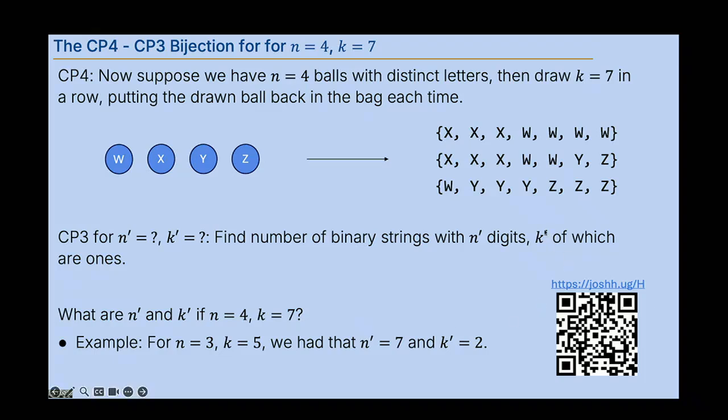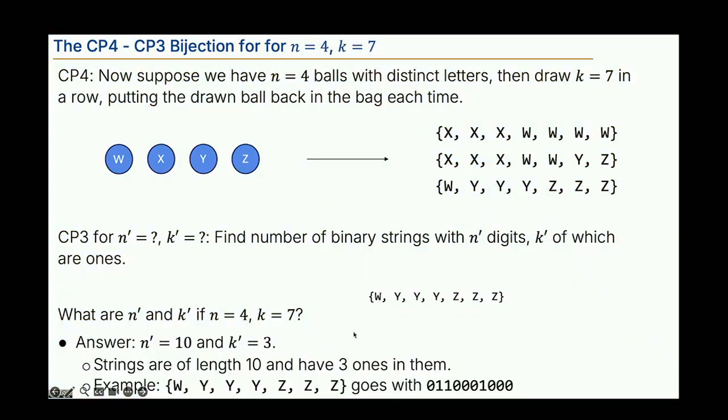Okay, so k prime is the number of separators. n prime is the number of digits. So it's going to be 10 and 3 this time. Let me just repeat that. If I draw 7 letters from a bag of 4 possibilities, you have 3 separators, and the string is going to be length 10. What are the other 7? There are 3 separators and 7 zeros, which correspond to each of my draws. So for example, on that bottom one, there's 1 zero corresponding to the W, there's 3 zeros corresponding to those Y's, and there's 3 zeros corresponding to those Z's. Here they are. That's the string.